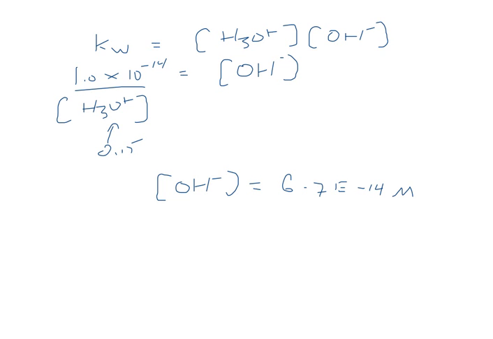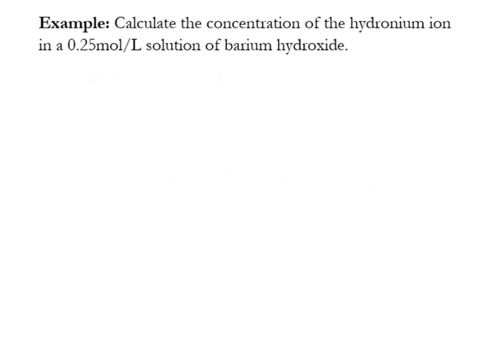Okay, let's try another one. Let's try to find the concentration of hydroniums in barium hydroxide. Now, this one's tricky for a couple different reasons. First one here is if I want to make some sort of ice chart like this, it works a little bit differently this time around. Barium hydroxide would be Ba(OH)2.